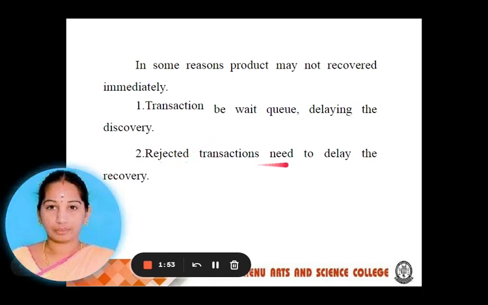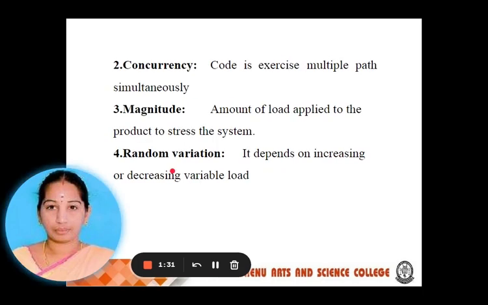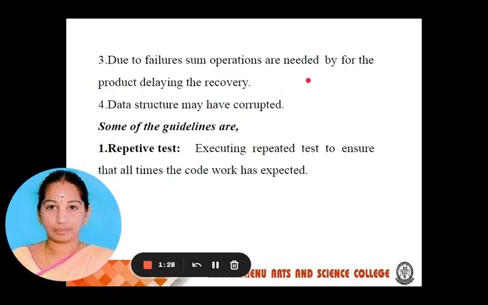Next one is rejected transactions delaying the recovery. If I'm sending money from my account, the amount will be debited, but the other person will not receive the money, so it's some network issue. So that is a rejected transaction. Okay. And the next one is that due to failure, some operations are needed for the product, delaying the recovery. Data structures may have been corrupted. So these are all the reasons why the testing will be affected.